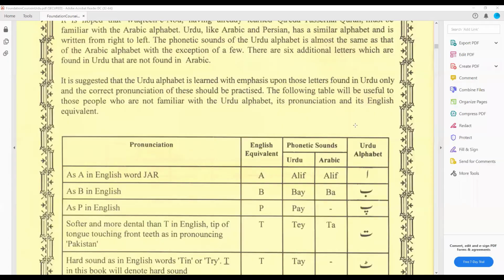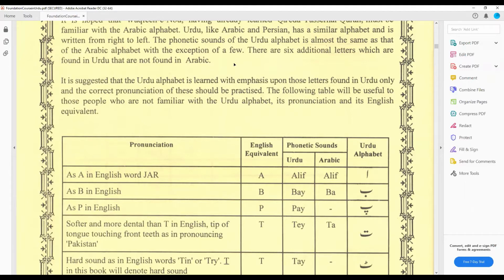Let's start the lesson without wasting our time. I hope you can read English. I expect you can read English. For those who know the Arabic letters, who know the Yasin Quran, who know the Arabic words, they know how to pronounce Arabic words.